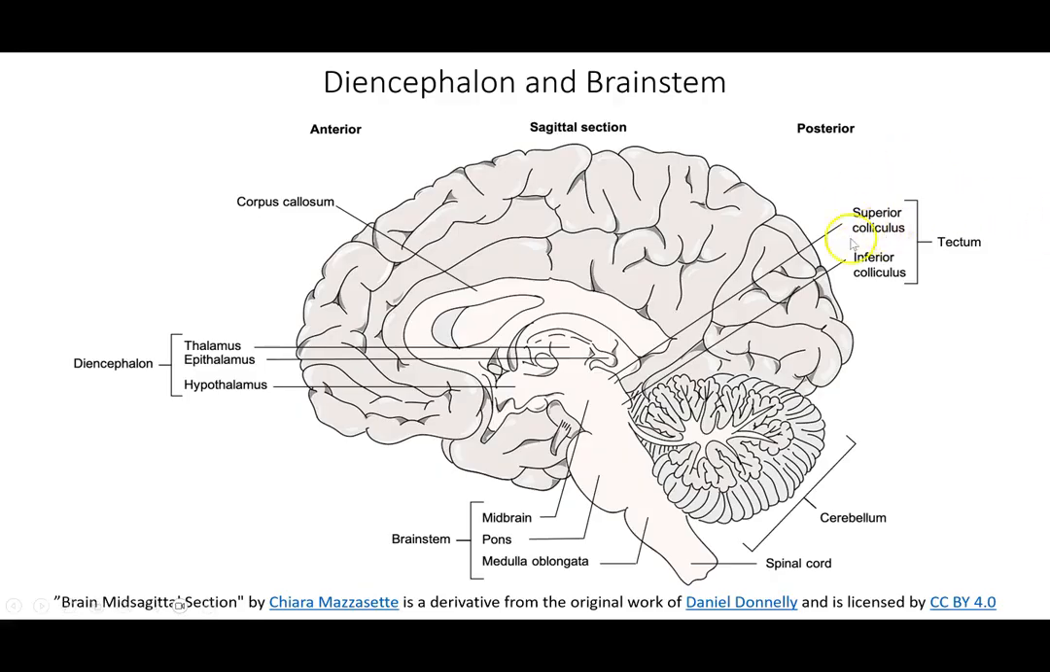And then those colliculi are on that corpora quadrigemina, which is going to be right there. So that seahorse analogy can be really, really helpful in recognizing some of these structures in lab.